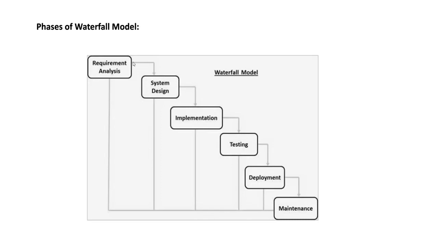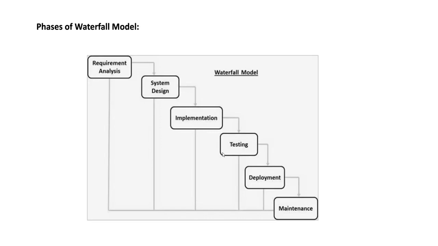So this works sequentially. It is a linear model. One after the other, it will work. Sequentially, after requirement analysis is done, the system design comes into picture, then implementation, testing, deployment, and maintenance. Each one of them comes into picture one after the other. Once the requirement is frozen, then system design comes into picture.